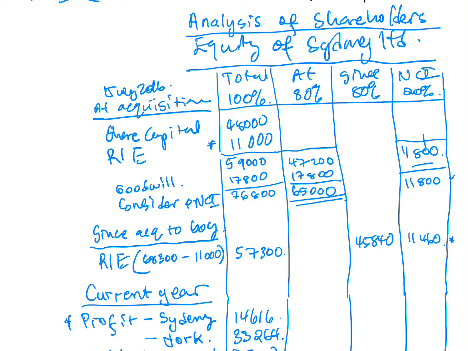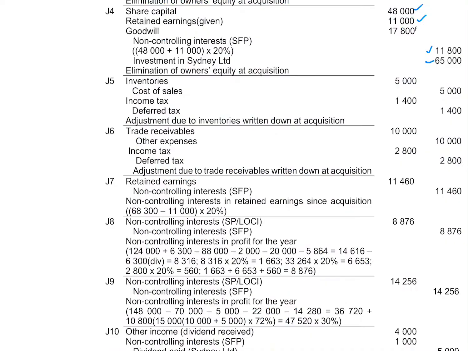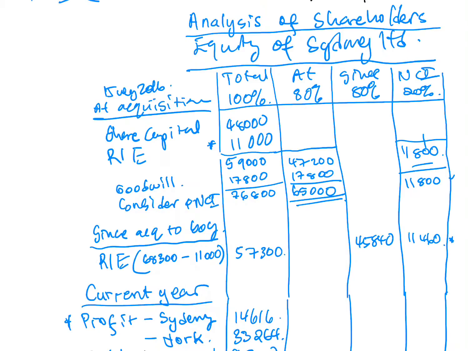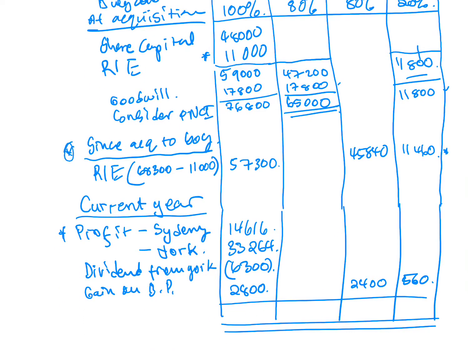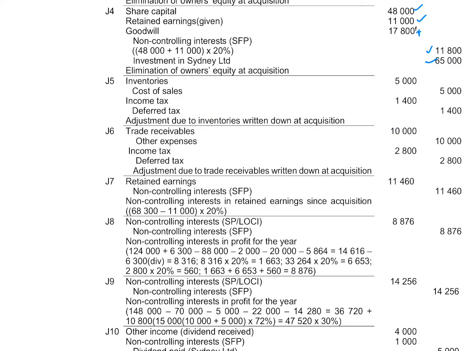This one we are going to credit. Then the balancing figure will be the goodwill, of which we already have it there as 17.8. Now the next journal will be since acquisition to beginning of year. Remember the retained earnings, we added the parent, we added the subsidiary together. So what is left now is the recognition of how much profit are we going to give the non-controlling interest. So we are going to debit retained earnings and credit our non-controlling interest, which is that transaction there.